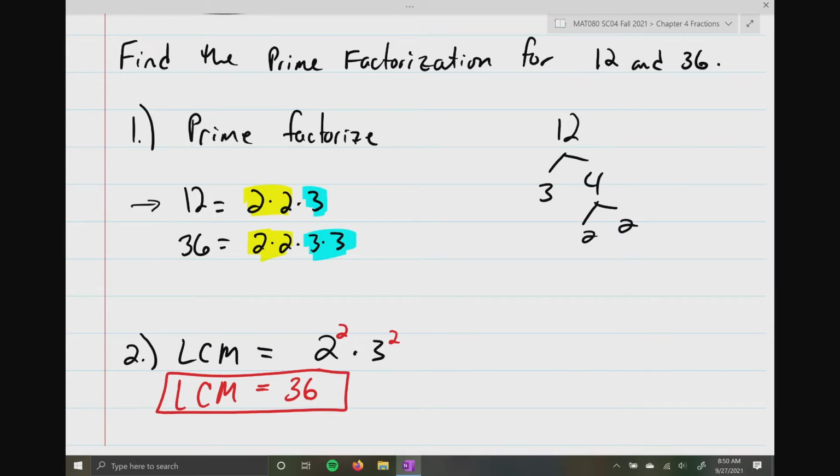Wait, hold on. How did you get 2 to the second power? Wouldn't it be 2 to the fourth power? No. Listen to what I'm saying. It's the most in any one prime factorization. So you have 2 of them here and you have 2 of them here. So it's just 2 to the second because it's any one prime factorization, not both, any one.